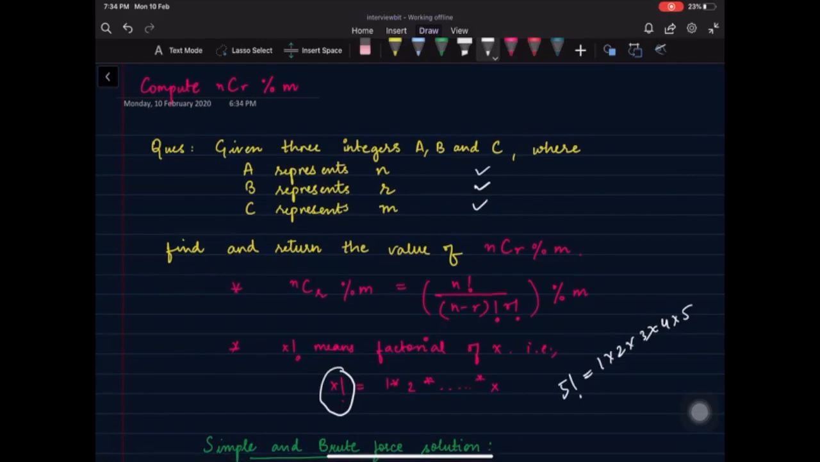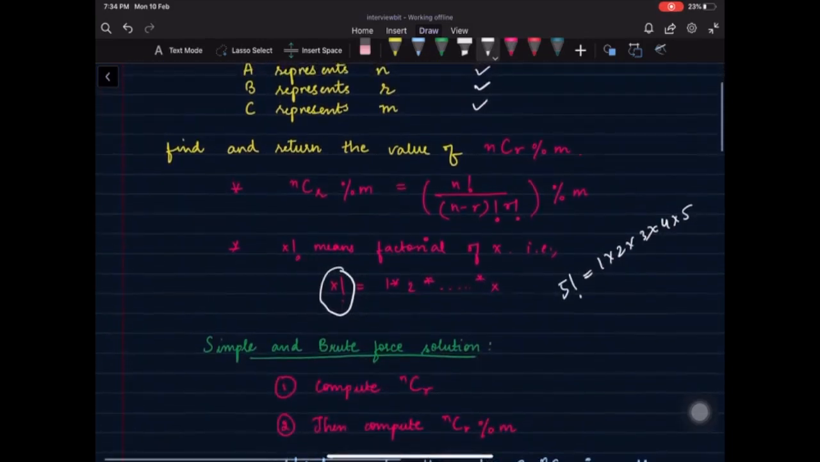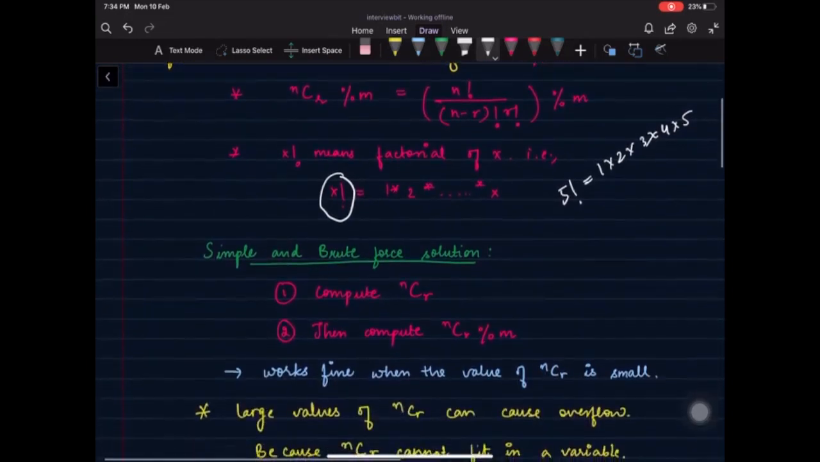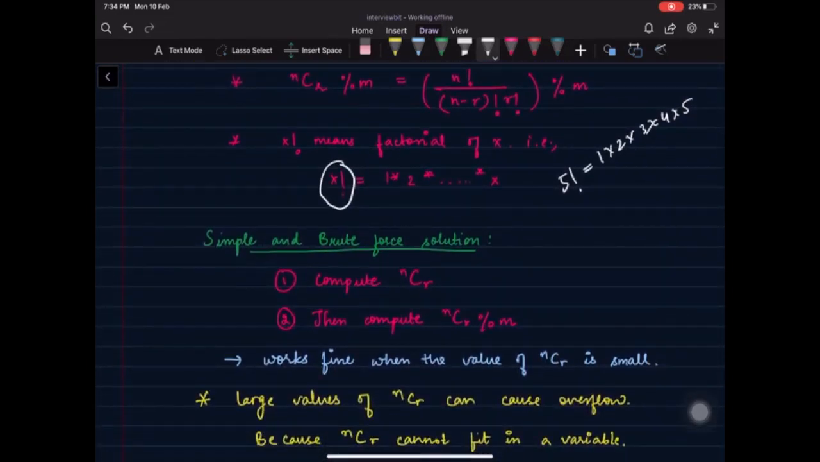A simple brute force approach could be that you simply compute nCr and divide that result by m, right? This solution will work absolutely fine if the values of n and r are small. But for large values of n and r, the value of nCr will be very large and it is practically not possible to fit it into a variable. So we somehow have to calculate the value of nCr in an optimized way.